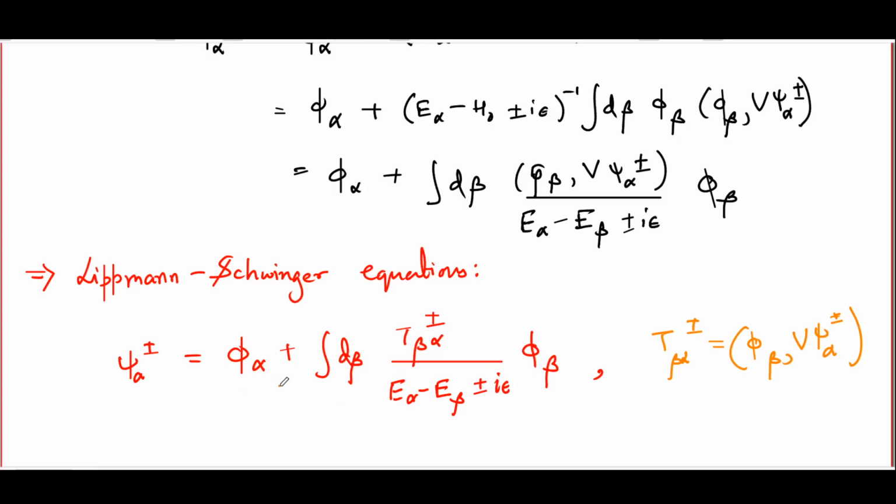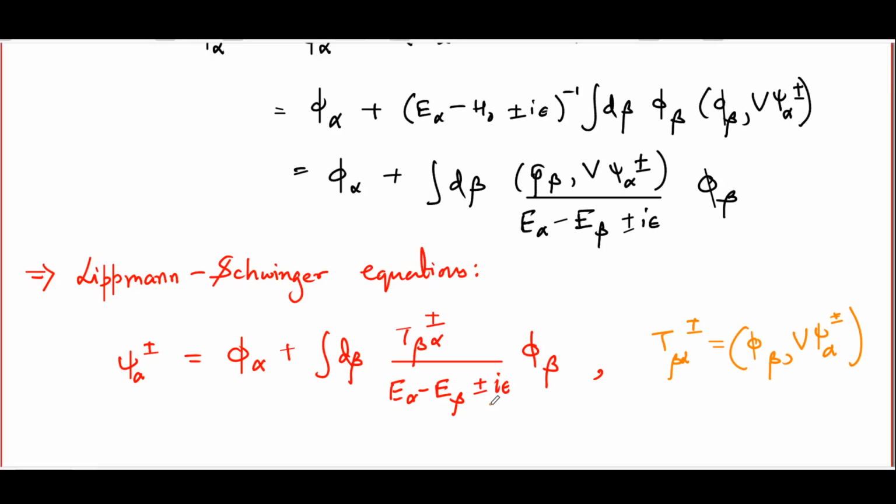However, all this would have happened for either sign of the imaginary part in the denominator. So exactly what does this say? And exactly what makes us choose the plus sign here in the denominator for the in states and the minus sign for the out states? To answer that, let me remind you of exactly how psi alpha plus minus is related to phi alpha.